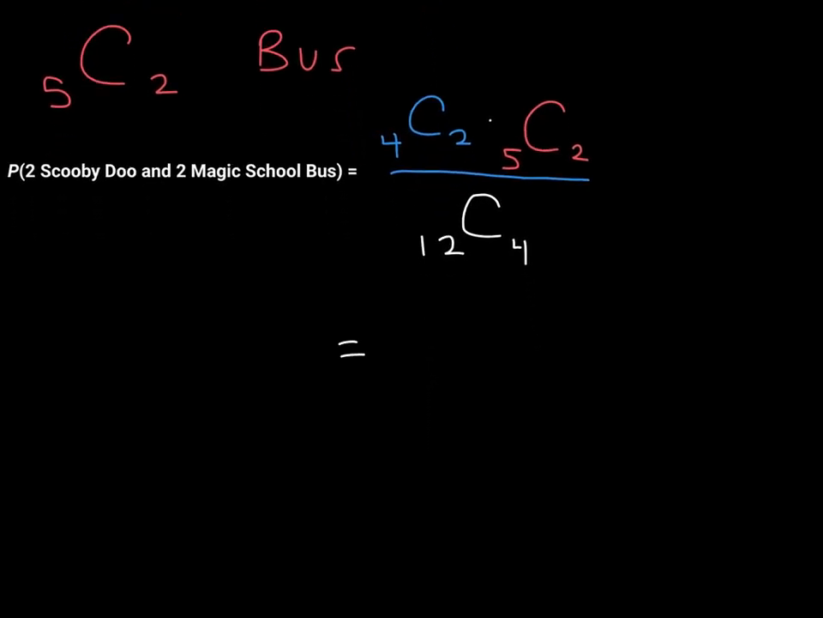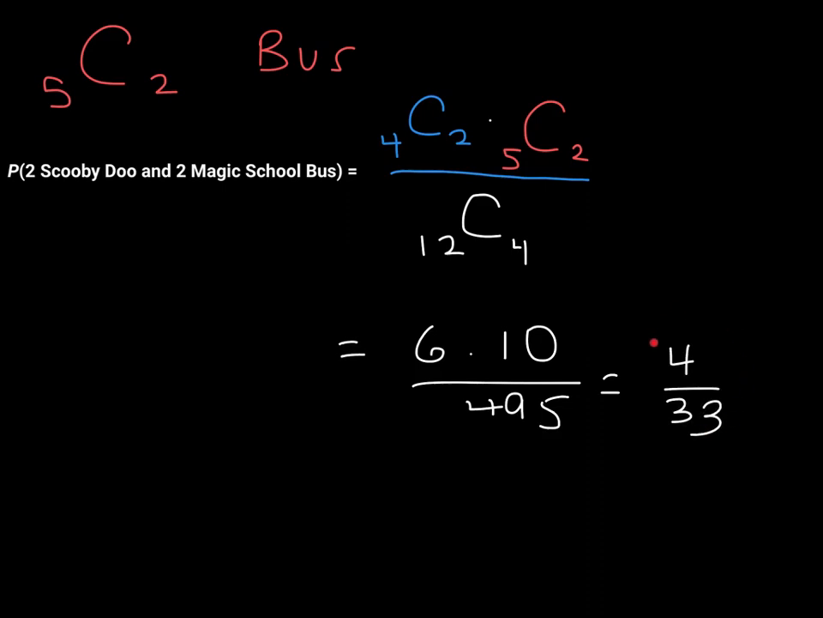Anyway, let's move this up. The first factor in the numerator is 6. The second factor is 10. And this denominator is 495. When you simplify this, 60 over 495, you get 4 out of 33. This is the probability of when Jennifer randomly selects 4 DVDs, that 2 of them will be Scooby and the other 2 will be the Magic School Bus.